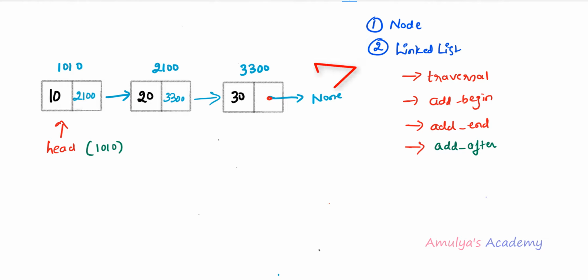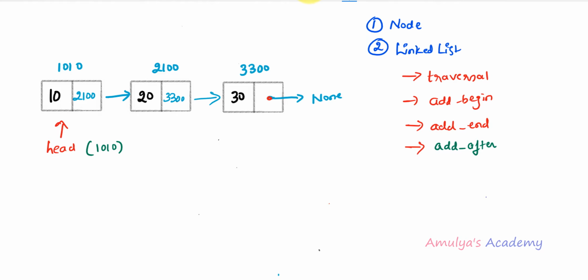So now we have node class, linked list class, and in the linked list class we have these methods: traversal, add begin, add end, and add after. And today we'll write the program to add a node before the given or existing node. For example, I want to add a new node here before this node. While adding a node after the given node, we don't need to be careful about the different situations, right? We discussed that in the previous tutorial.